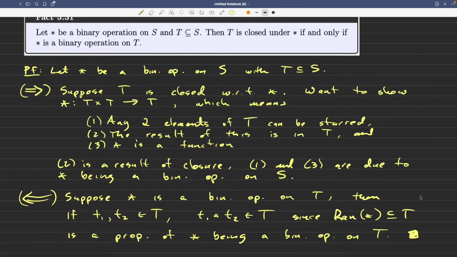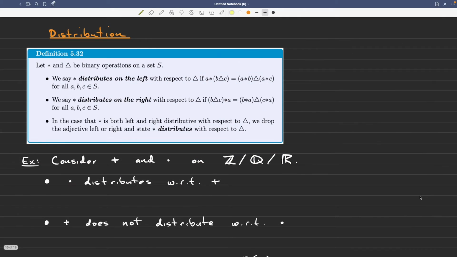But yeah, having closure just means that you get that the thing's a binary operation on the smaller set as well. Okay, one last property that we'll talk about here of a binary operation is the idea of distribution. To talk about distribution, you have to have two binary operations. You're going to talk about one operation distributing over the other. So let's say star and triangle here are both binary operations on the same set S.